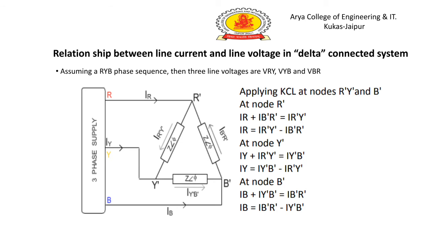Applying KCL at nodes R, Y and B. In a star connection we apply KVL, but in a delta connection we apply KCL. KCL applied at node R, then IR plus IBR equals IRY, so IR equals IRY minus IBR. Similarly we apply KCL at node Y and node B.